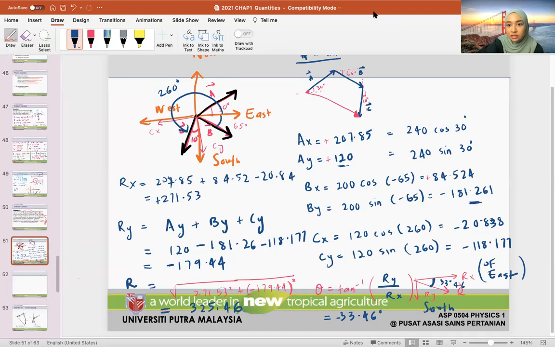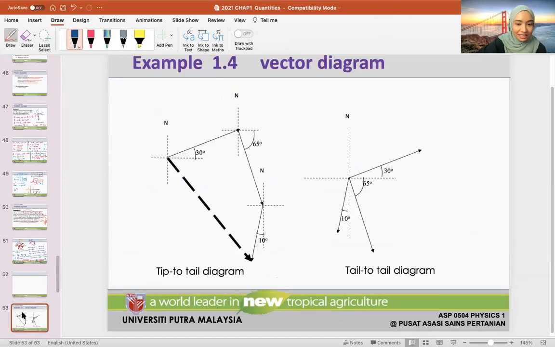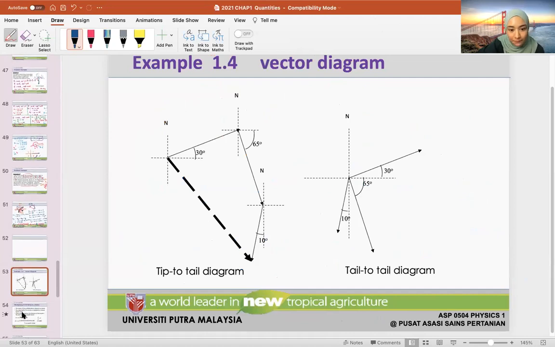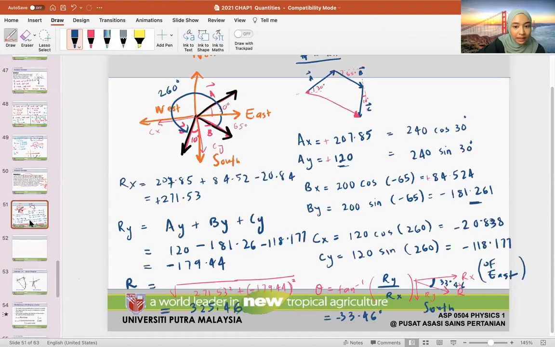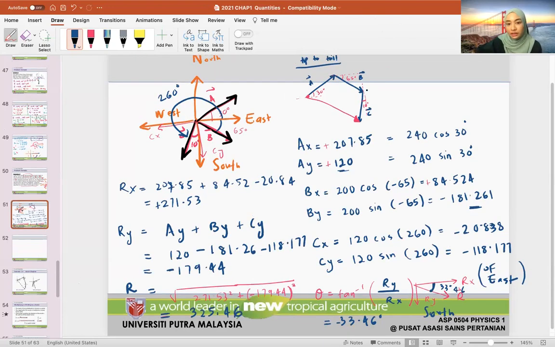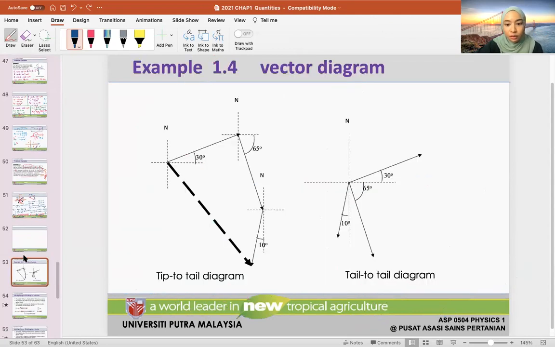Okay, ada tak lagi soalan? Okay. So tak ada soalan. Alright. Look back at our answer pakai tip to tail diagram tadi. Kita dapat something over here, right? This is what we got from the tip to tail and this is what we got from the component method. Sama, yay. It should be the same. Kalau different maksudnya salah conclusionnya.